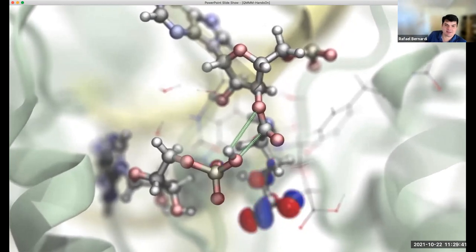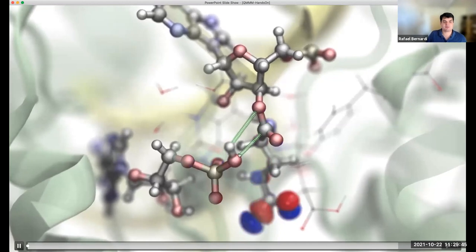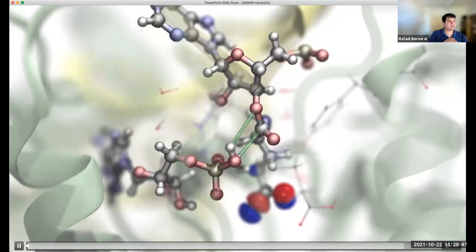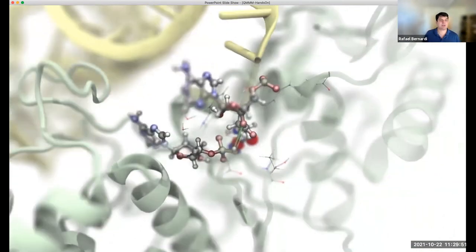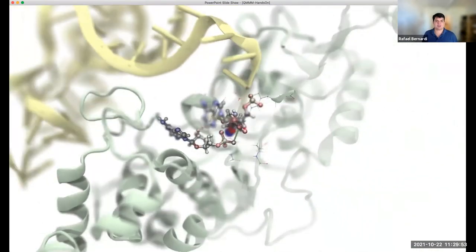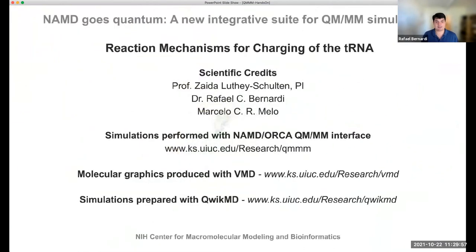At the same time, you can see all the orbitals, how they're moving. From here on, we did the classical simulation where you see this going away and being solvated, which would then make the whole process exergonic. The system going away, and that's it.